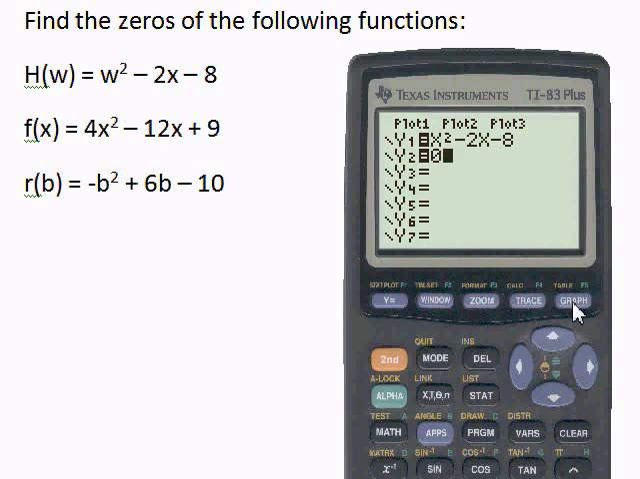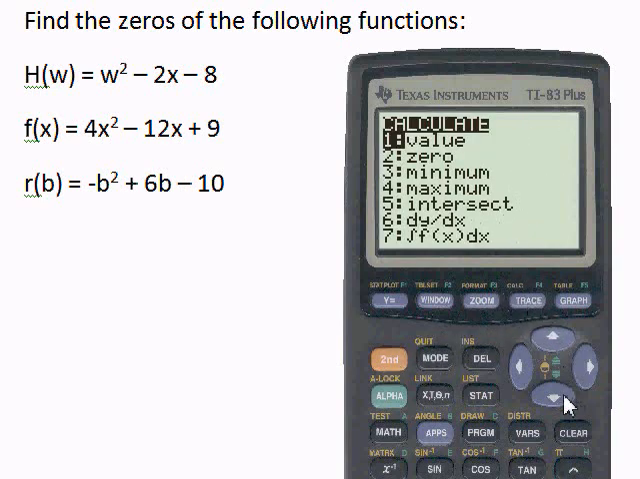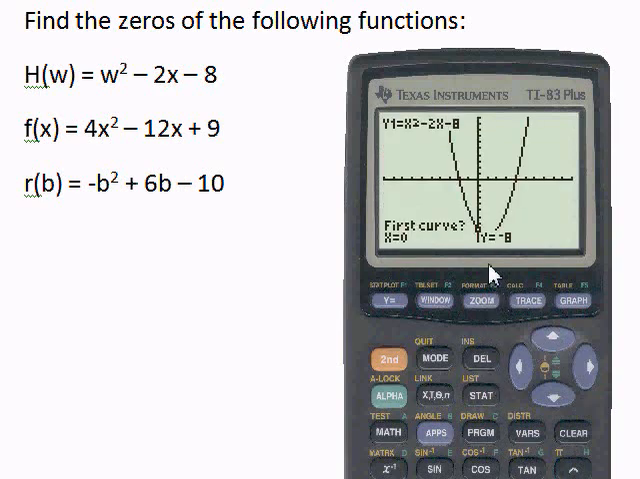I'm going to go to my graph, and before I go to the second trace, you'll notice that our little parabola right here crosses the x-axis, or has a y value of 0, in two different places, and our goal is to find those two intersections. So to do that, I'm going to go second, trace, go down to intersection, press enter, and you notice my cursor is blinking right here.